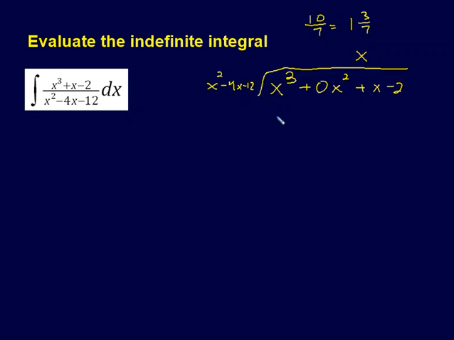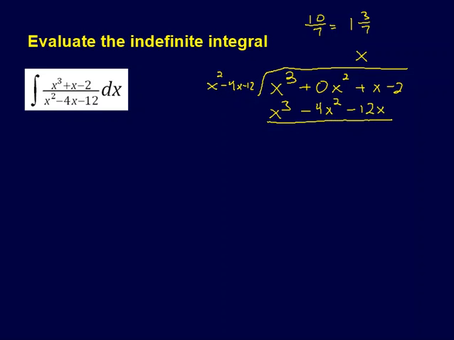So x times x squared is x cubed. X times minus 4x is minus 4x squared. And x times negative 12 is negative 12x. And the next step is to subtract.